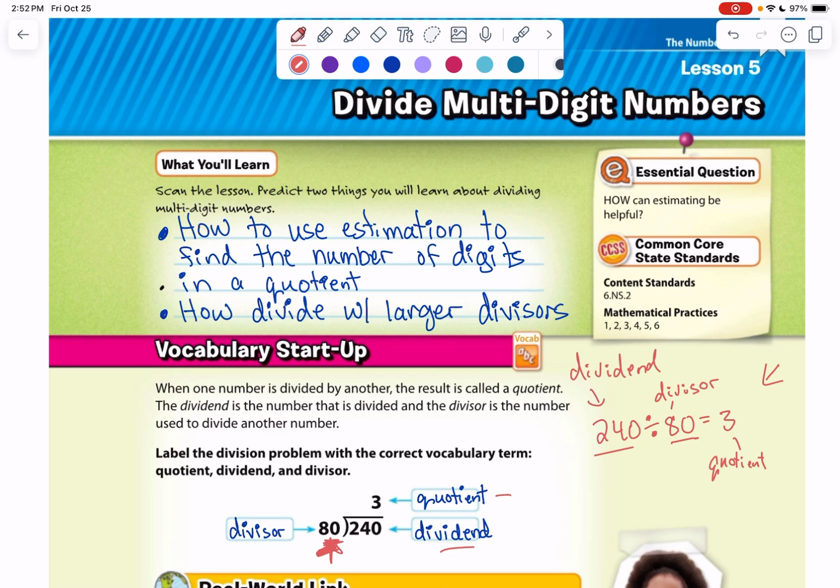What are we learning about today? First of all, we're going to learn to use estimation to help us find the number of digits in the quotient. And we are also going to just get comfortable with divisors that are more than one digit.